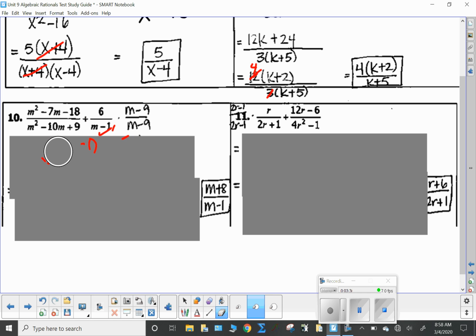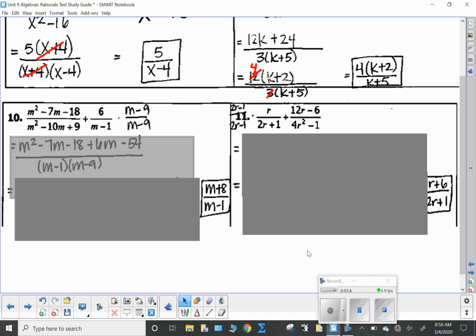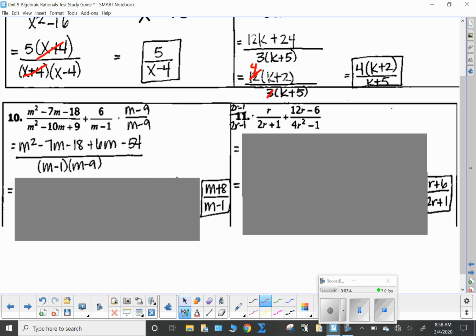All right. Now that I've got that, now I can show you. After I do that, again, this is the 6m minus the 54. I leave this one. I don't factor it yet because I want to combine my like terms. If I start factoring the numerator over here, it's going to be a problem. Now the denominator, notice I'm leaving that factored because once I combine my like terms, I might have things that will cancel.